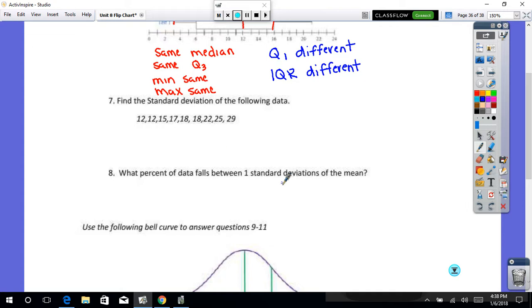Okay? Before I do question 7, which requires a calculator again, question 8, what percent of data falls within or between one standard deviation? Okay, think about our little chart, and that's 68%. Okay, 68% is within one standard deviation. Okay, that's one standard. What about 2? Do y'all remember what 2 was? It's 95%. And then 99.7 was the 3 standard deviations. Just making sure you have those written down.